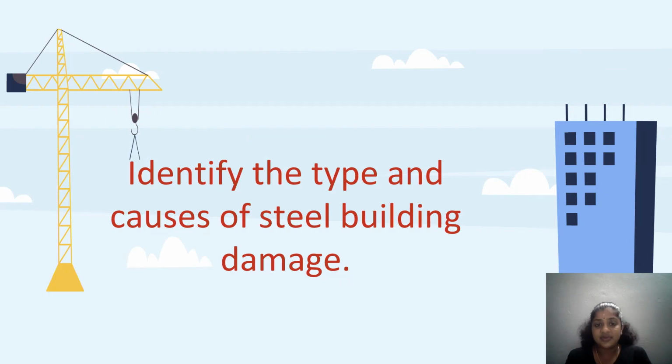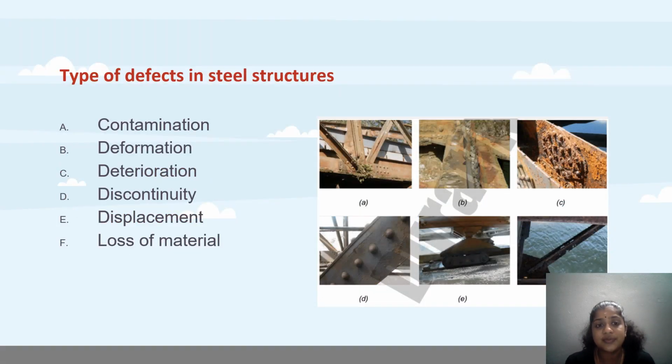I will be presenting how to identify the type and causes of steel building damage. First of all, I would like to present the types of defect in steel buildings. Here are 6 types of defect: contamination, deformation, deterioration, discontinuation and displacement, and finally loss of material. Here are some pictures of each defect, which can explain how the defect happens in each steel structure building.